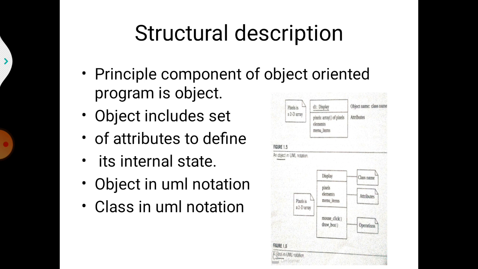A class, actually, is a type definition. All the objects derived from the same class have the same characteristics, although their attributes may have different values. And a class defines the attributes that the object may have, and it also defines operations that determine how the object interacts with the rest of the world. In this diagram, D1 is the object, since D1 is an instance of the class display.